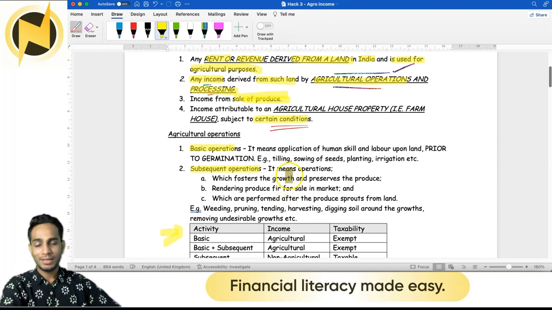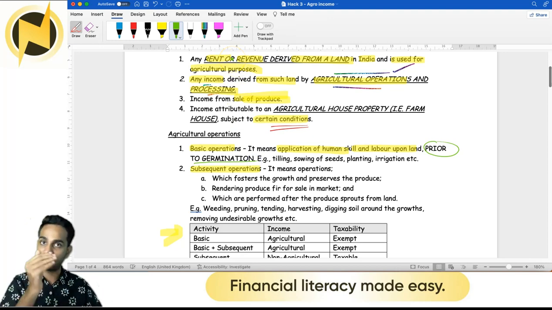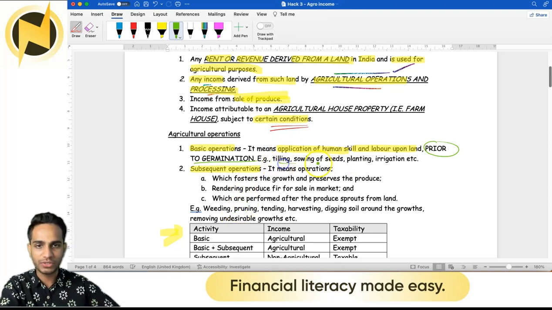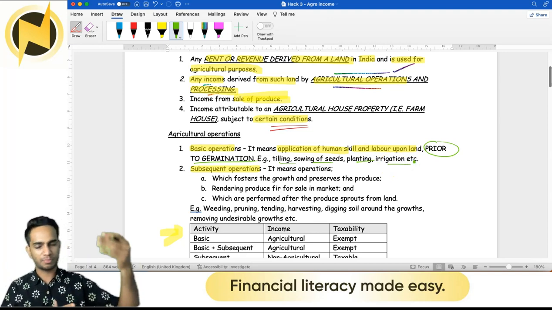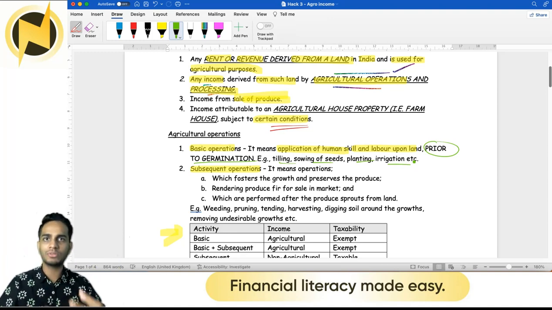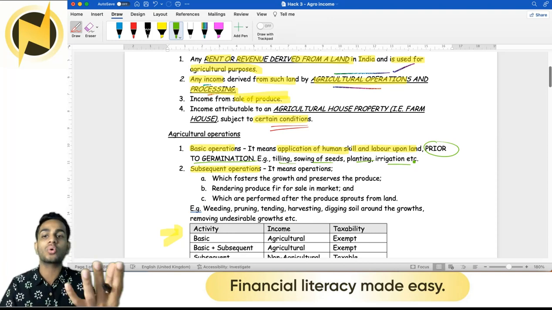Alright. So what is basic operation? Basic operation means, very important, application of human skill and labor upon land, prior to germination. That is, before the planted seeds start to germinate. Things like tilling, sowing of seeds, planting, irrigation, cleaning up the place, leveling the place, adding manure to the soil, structuring the soil, things of that sort. Whatever you do until the plant starts growing.